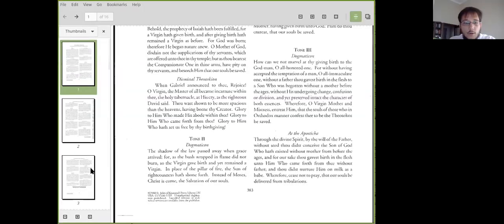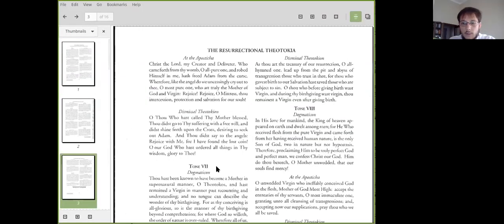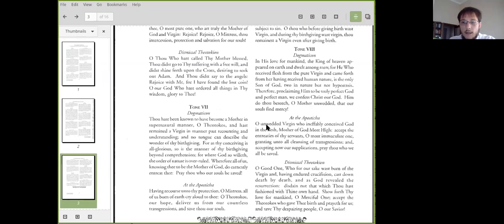If we go to Appendix 1 in the English Menaion, and this was in tone 8, you see here that text we just had, "O unwedded virgin who ineffably conceived God." That is the lesser Theotokion printed in Appendix 1 of the Menaion. So let's recap, okay?